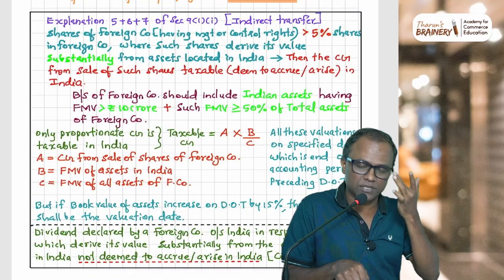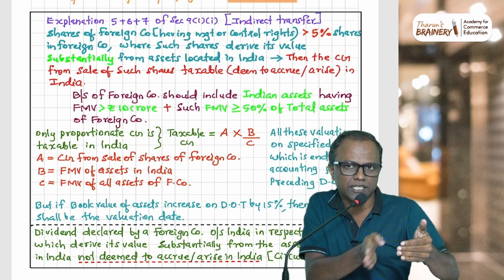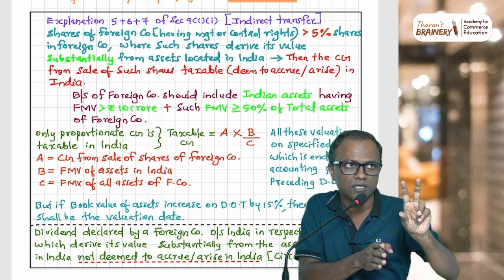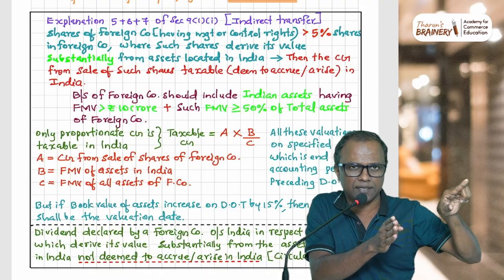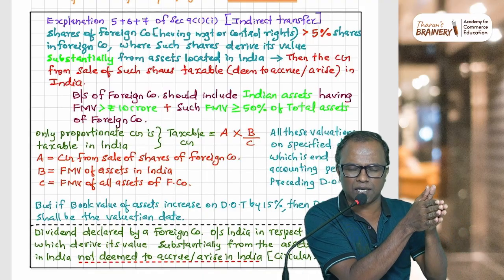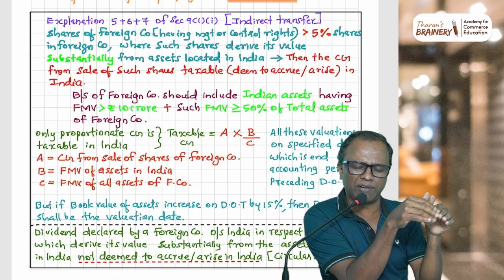Usually all these valuations shall be done on the 31st March preceding the date of transfer. That is the date on which the non-resident shareholder transferred the foreign company shares. Prior to that date, what is the 31st March? The last accounting date ends. That date should be taken, and on that date we should find out the valuation.